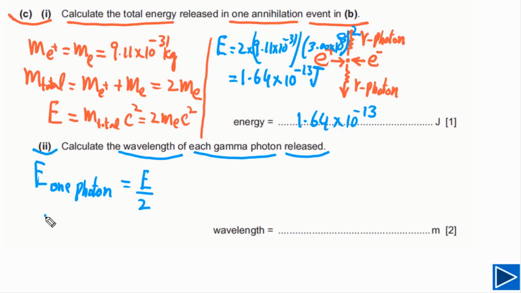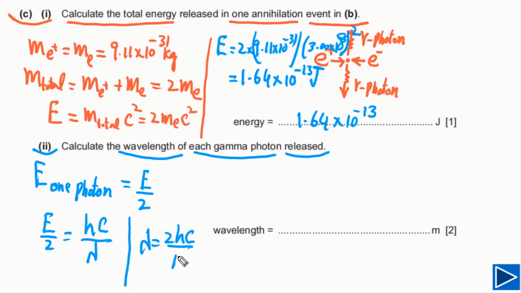So simply we can write out here, energy of 1 photon is equal to hc over lambda, and we need to calculate lambda in this case. So lambda will be equal to 2hc divided by E. Now simply we need to plug in values.